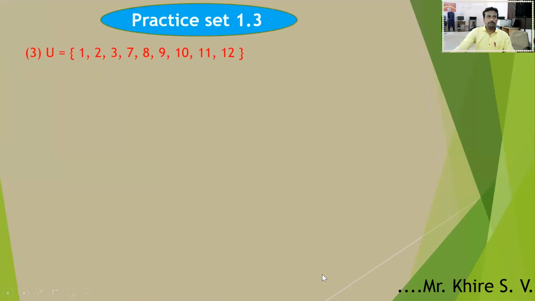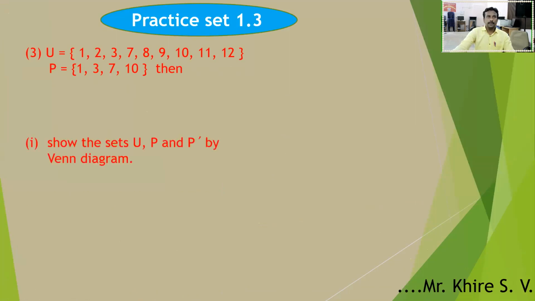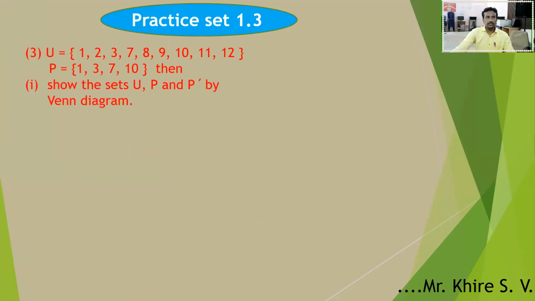Okay. Next question is the third. Universal set U is 1, 2, 3, 7, 8, 9, 10, 11, 12. These elements are given in the universal set. Now set P is 1, 3, 7, 10. Then show the sets U, P and P complement by using a Venn diagram. This is the question. And verify that complement of P complement is equal to P.